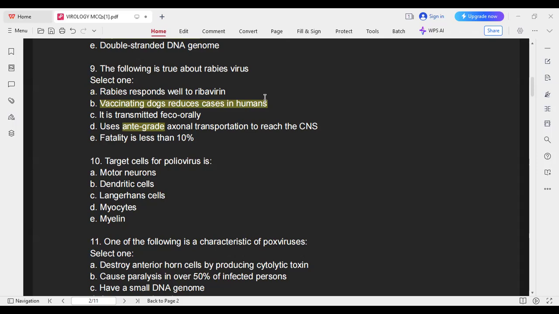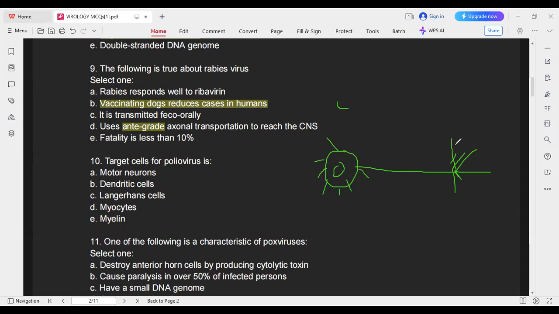So anterograde, see if I can draw. Oh yeah, can you see that? So this is a neuron, it's an axon. Sorry for my poor drawing skills. Okay, so this is part of a neuron. We know how a neuron looks. This is the cell body and the dendrites. And then this is the axon.